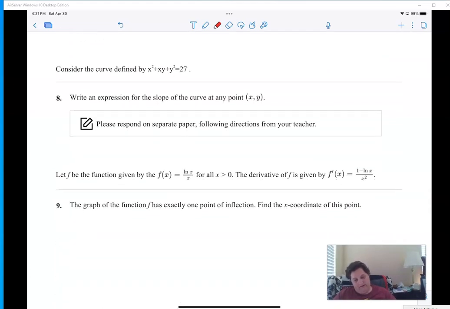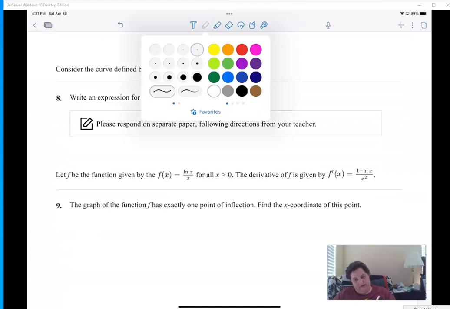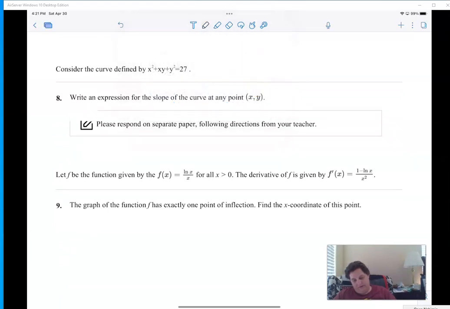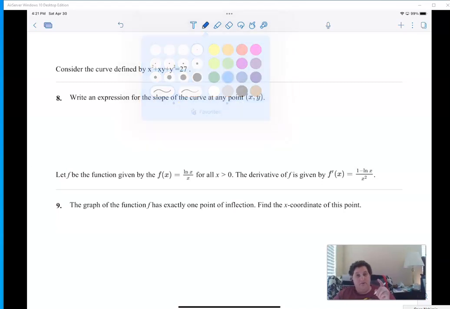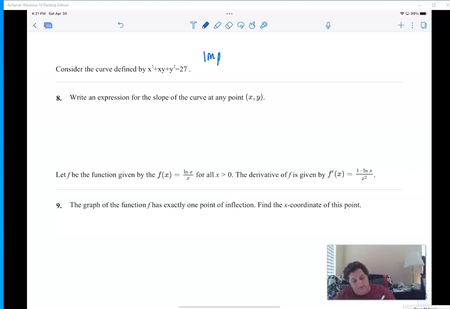All right, let's see here. We got a couple of these free response questions. I've noticed over the last couple of things that we've done, you guys, some of you are forgetting implicit differentiation. So this is a really important one to go over.